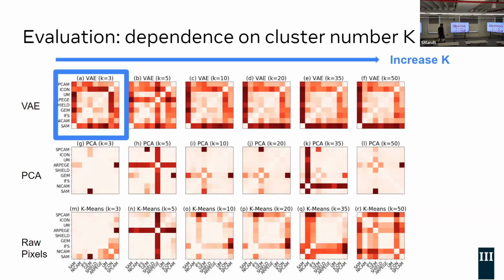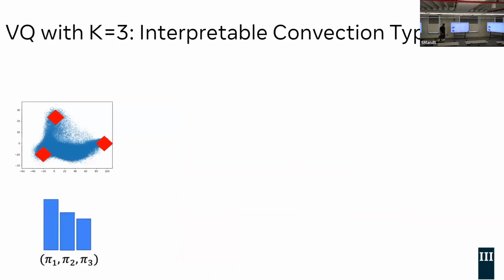Okay. Another insight is that actually k equals 3 looks pretty good, right? It's not too much different from the larger values of k. And in particular, our climate science collaborators were pretty excited about that because with k equals 3, they could potentially even interpret these different clusters that they found, right? So let's spend the remaining part of this talk on the interpretability of these clusters.